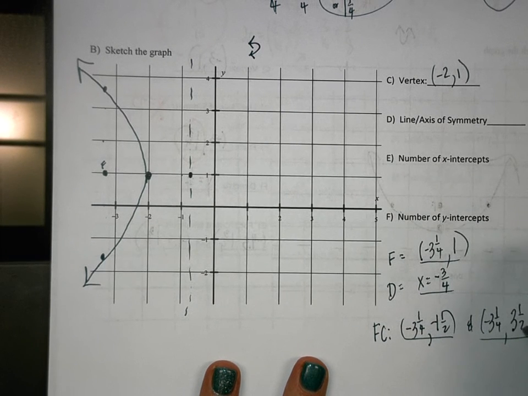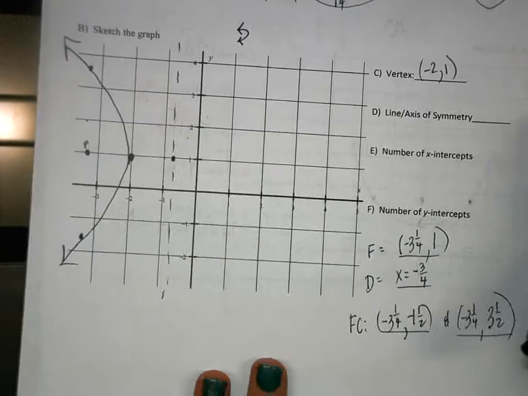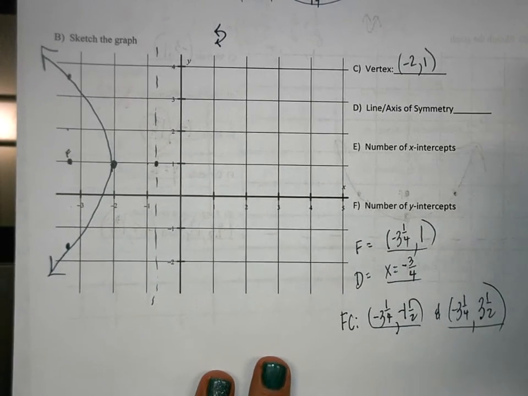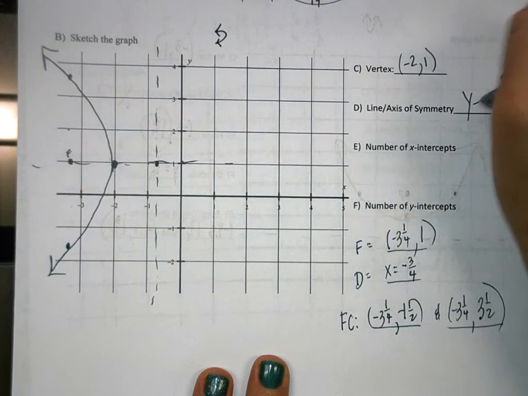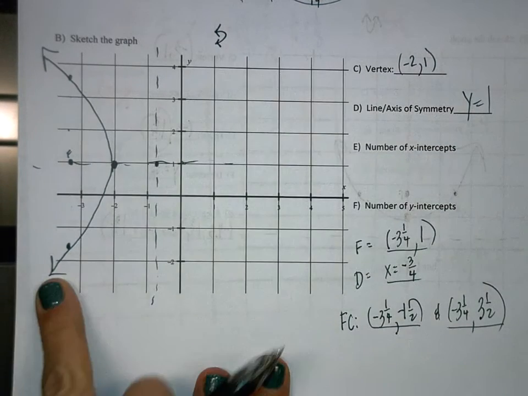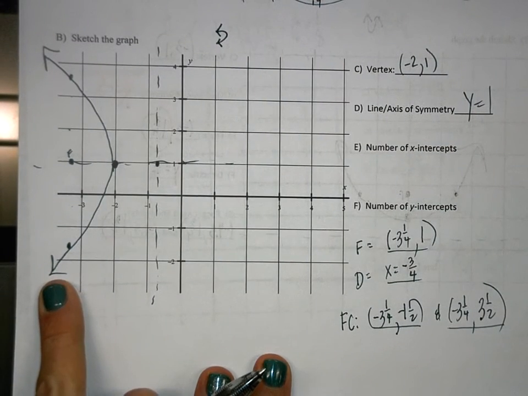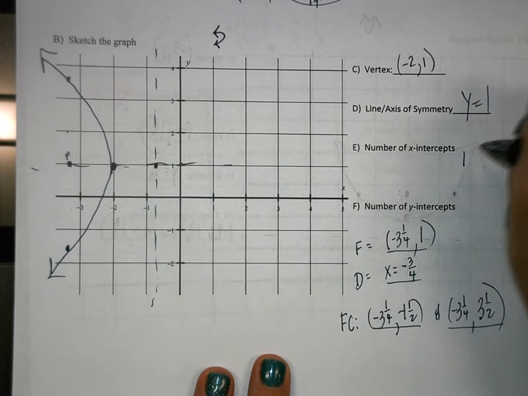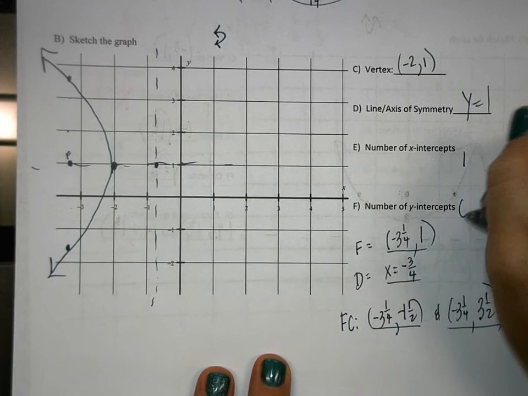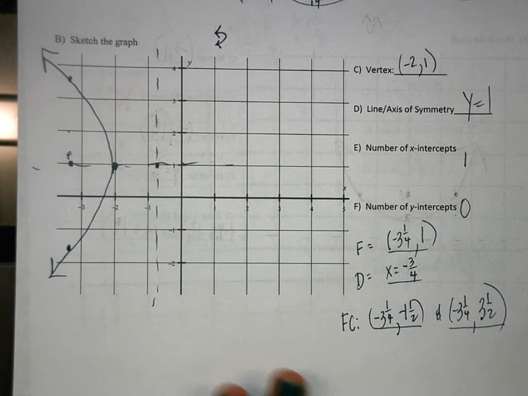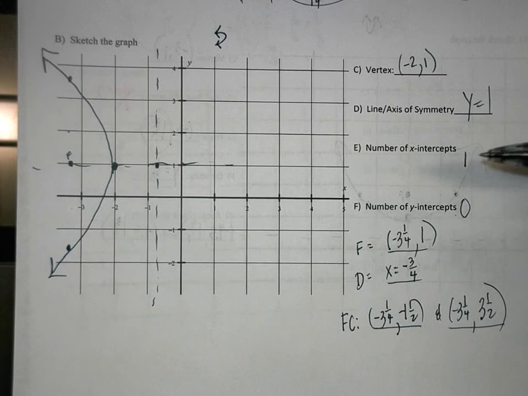All right, and what is my line of symmetry? X equals 1. I mean, y. Very good, y equals 1. How many times is this going to cross the x-axis? 1 time. How many times will it cross the y-axis? None. And so it's usually easy to see how many x-intercepts and y-intercepts by just looking at the graph.